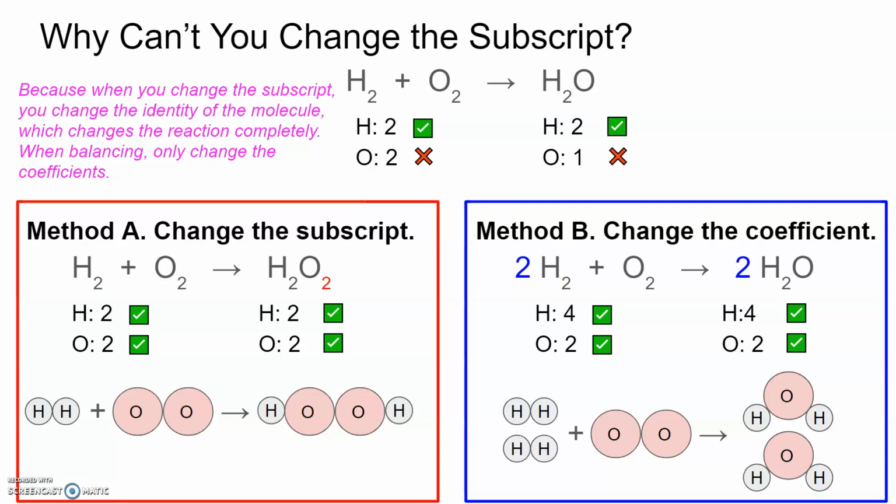So what do I mean by changing the reaction? In our original reaction, we reacted H2 and O2 to produce water. That's the same reaction that we see in method B. We're reacting H2 and O2 to produce water. So by changing the coefficient, we keep the reaction the same. However, in method A, we react H2 and O2 to produce H2O2, which is also known as hydrogen peroxide. Hydrogen peroxide is not the same thing as water, so this is not the same reaction equation as the original.